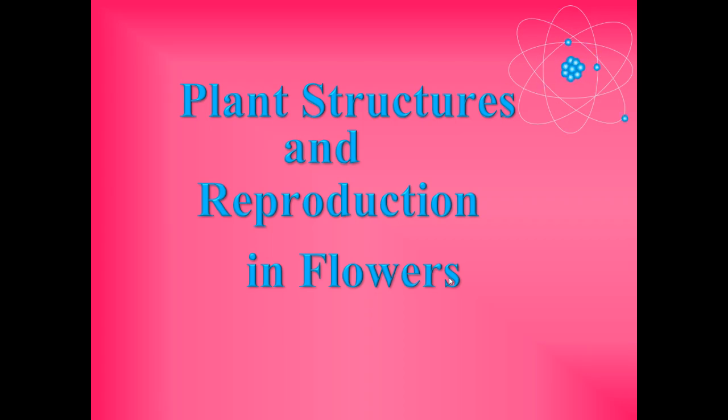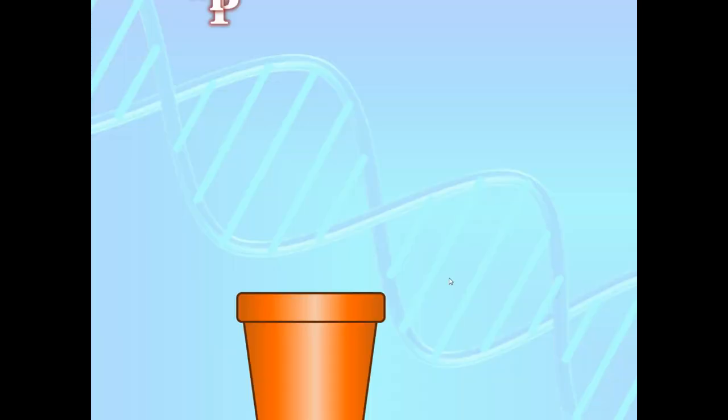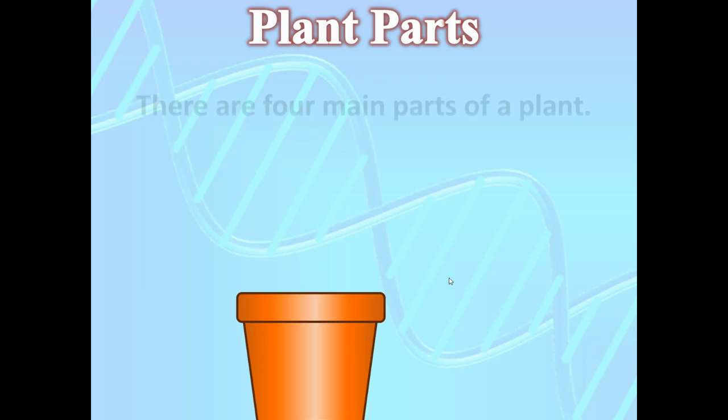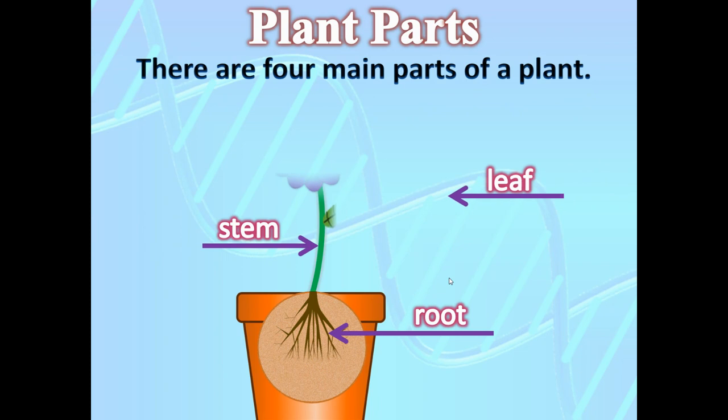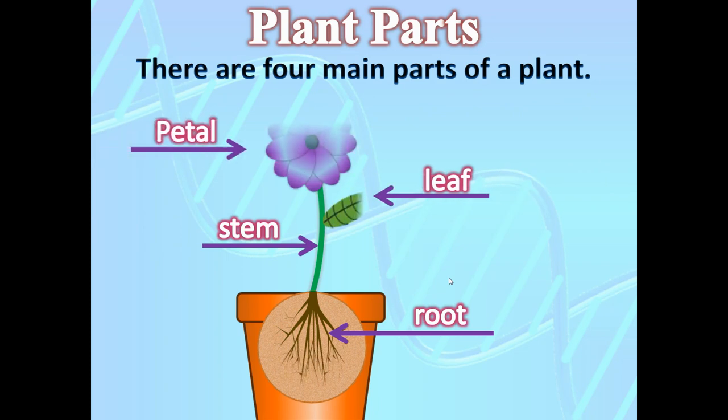Today we're gonna learn about plant structures and reproduction in flowers. Plant parts. There are four main parts of a plant: root, stem, leaf, and flower or petal.